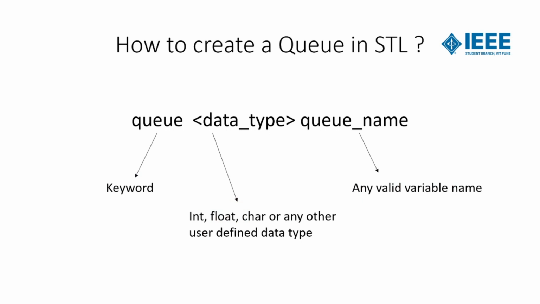This is the syntax to initialize a queue. The syntax contains three parts. First one is the keyword. The second part is where we write the data type of the elements that we want in our queue. It could be integer, float, character, or any other user-defined data type. And the third part is where we specify a variable name for the queue.